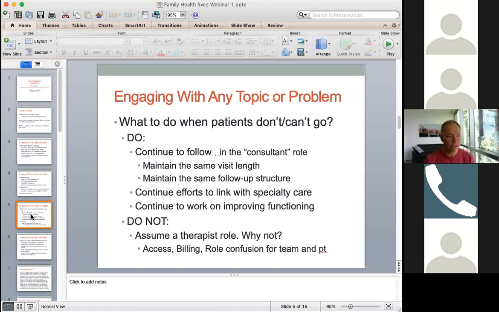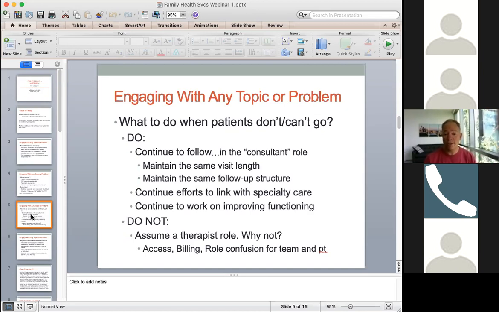Why do I say don't fall into that therapist role? There are a few reasons, really. One is, if you do that for every patient who doesn't go to specialty mental health, then guess what? Your schedule is going to start to fill up with these therapy clients. And your role is quickly going to start to get very confusing, not only to you, but also to patients, to the primary care providers, to the billing people, right? And access to you is going to start to clog up.